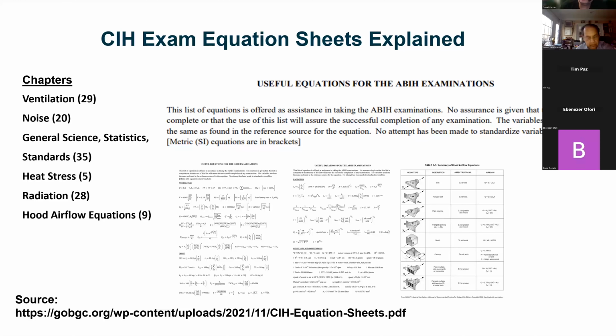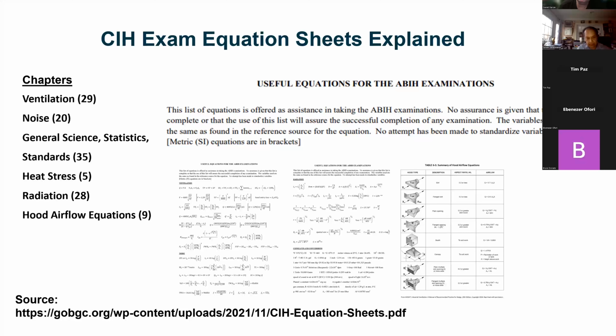The noise chapter is 20 equations. The general science, statistics, and standards chapter is 35 equations. The heat stress chapter is 5 equations. The radiation chapter is 28 equations, and the hood airflow equations are 9. This is basically from the board's website. This is the source right there. You can go and download the CIH equation sheet there.